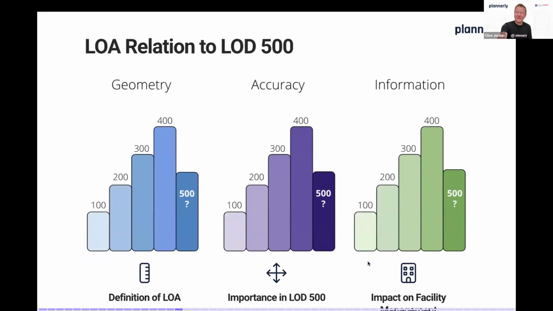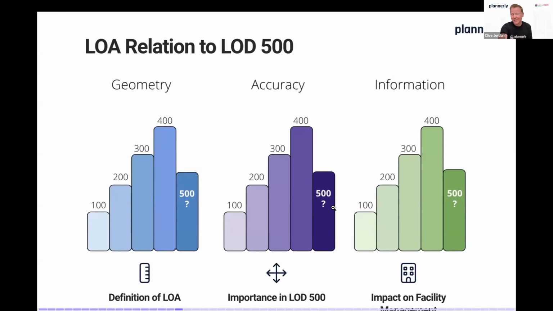Accuracy, however, didn't fit in this scale very well, because when we look at the degree of geometry, accuracy, and information, as you progress through the scale of this LOD concept, at 500, we weren't necessarily wanting additional accuracy or additional geometry.